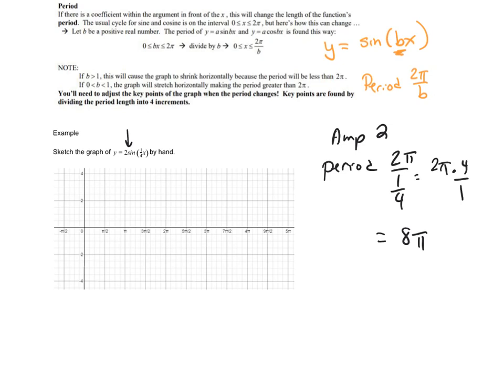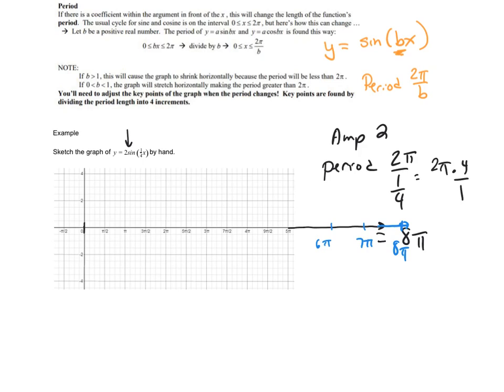So what I'm going to do now is mark this off on my graph to try to make it look somewhat natural. So here is 0, and this graph isn't going to repeat until 8 pi. Unfortunately, this graph does not go out to 8 pi, so I'm going to have to extend my graph a little bit. So we'll say this is 6 pi, and we'll say this is 7 pi, and over here is 8 pi.